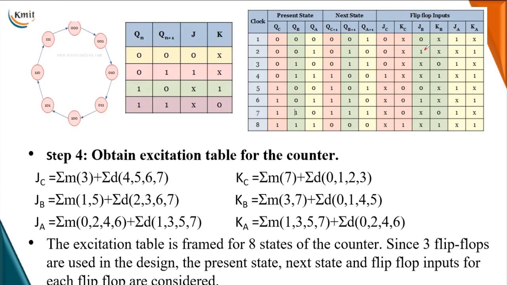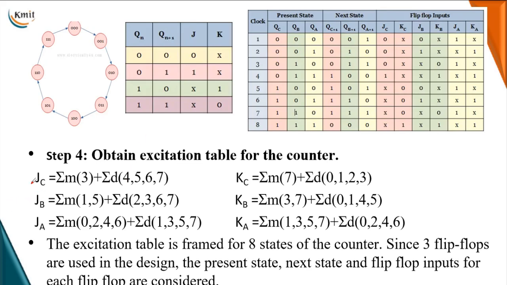So upon writing all these values of JC, KC, JB, KB, JB and KB are written based on your QB to QB plus 1 transition. So 0 to 0, we are going to write 0 don't care, 0 to 1, 1 don't care, like this. So we are going to write here all the values of your corresponding excitation inputs using this excitation table.